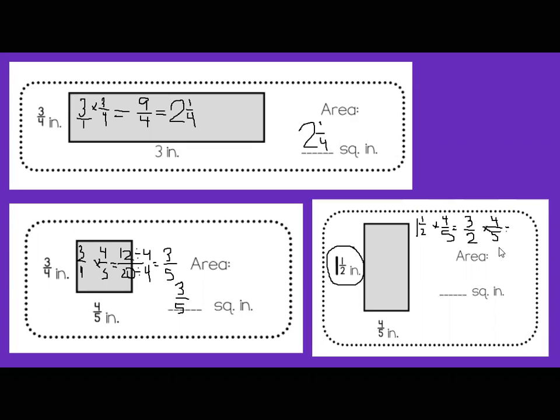So now we have 2 numerators, 2 denominators, and we can just multiply across. 3 times 4 is 12. 2 times 5 is 10. And now we need to turn our improper fraction back into a mixed number. 10 will divide into 12 one time, and we have 2 left over, so 1 2/10. But let's look at 2/10 a little bit further. I know that they are both divisible by 2, so I'm going to divide my numerator and denominator by 2. 2 divided by 2 is 1, and 10 divided by 2 is 5. So that gives us an area of 1 1/5 square inches.